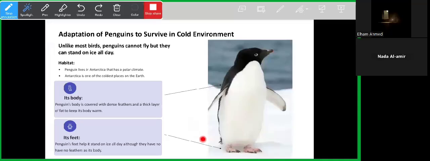What about their feet? Their feet help them stand on ice all day, although their feet have no feathers like their bodies, but they can stand on ice all day. How does this happen? This is going to be our subject for the next lesson.